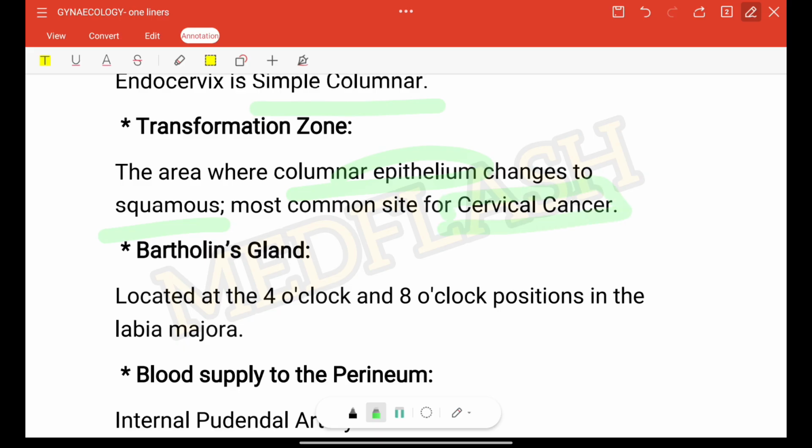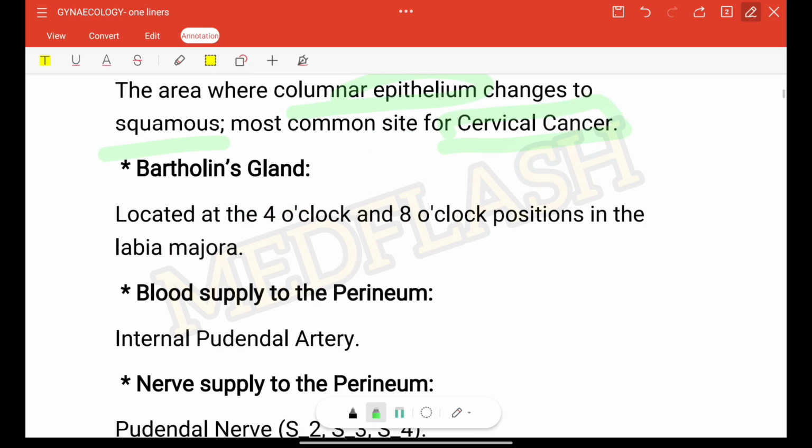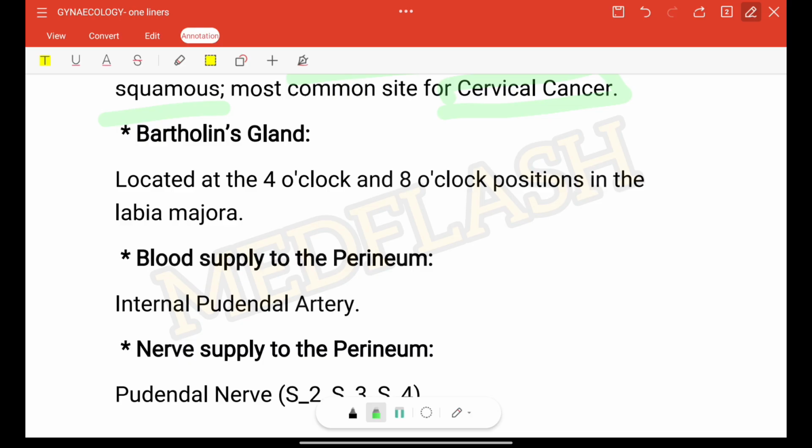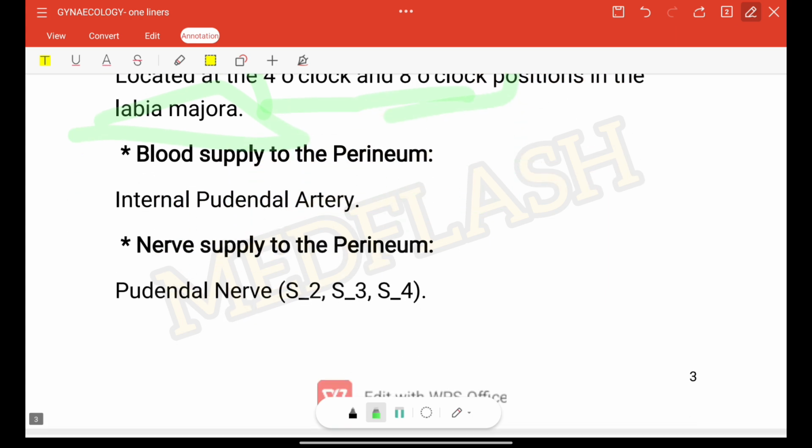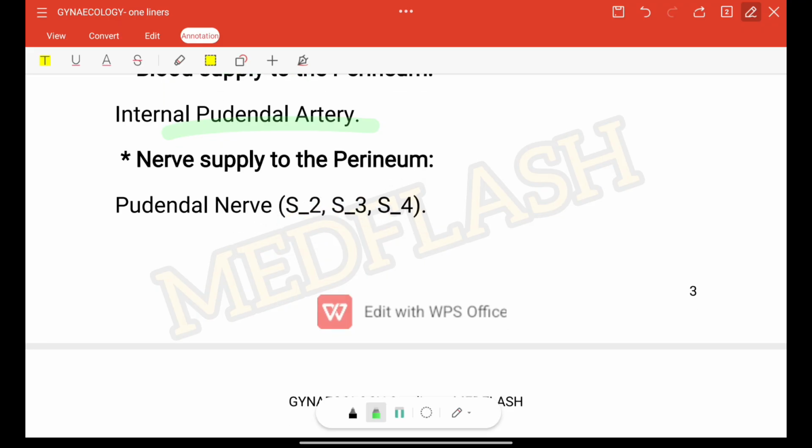Bartholin's gland, located at the 4 o'clock and 8 o'clock position in the labia majora. So, Bartholin's gland is located at 4 o'clock and 8 o'clock position in the labia majora, not minora. Blood supply to the perineum: internal pudendal artery. Nerve supply to the perineum: pudendal nerve, which is S2, S3 and S4.